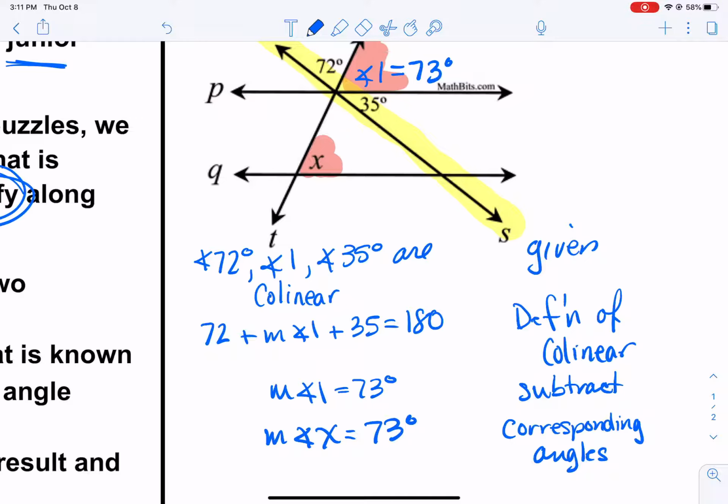Notice that each statement on the left is matched by a statement on the right to justify what we did. Even when it's something as simple as subtraction, you still have to say how you went from 72 plus the measure of angle 1 plus 35 down to the next step where we got that angle 1 was 73 degrees.